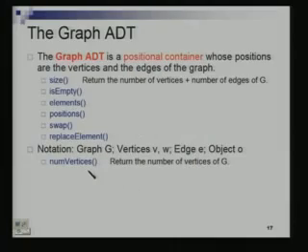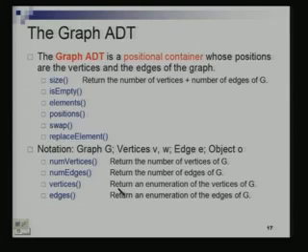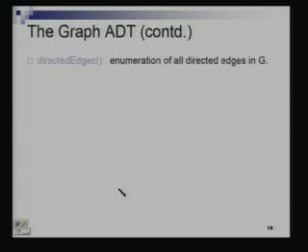Here I have the methods which are specific to graphs. Num vertices could be a method which returns the number of vertices, num edges the number of edges. Vertices would be an enumeration of all the vertices, so it would be a method which returns an iterator, which will let you iterate through the various vertices in the graph. Edges could be a method which returns all the edges. Directed edges would be a method, if you had a directed graph, to enumerate all the directed edges in the graph.